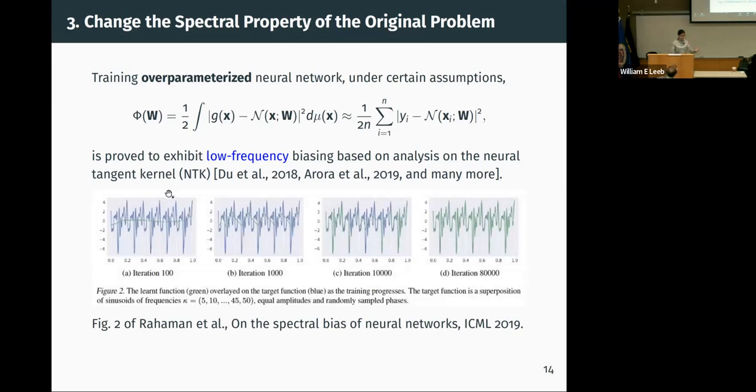So you want to learn this function and you parameterize everything by a neural network. Now you start with this blue; the green one is iteration 100. Then at iteration 1000, what you learn is a little bit more oscillatory. Iteration 10,000 is even more oscillatory. And finally, at iteration 80,000, it matches. So what people find interesting is the fact that you can match the data.